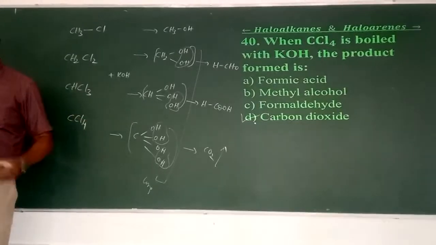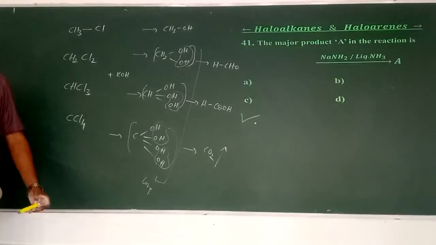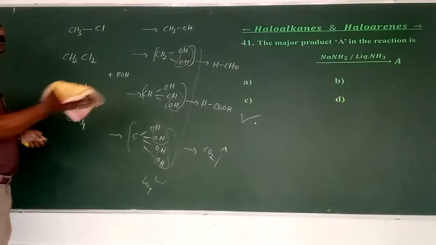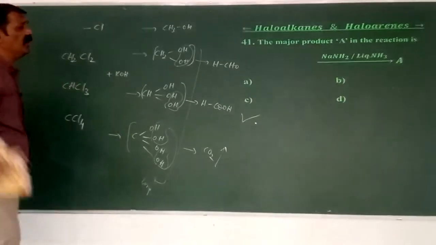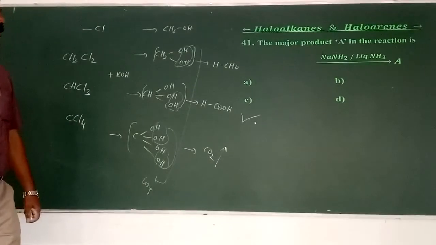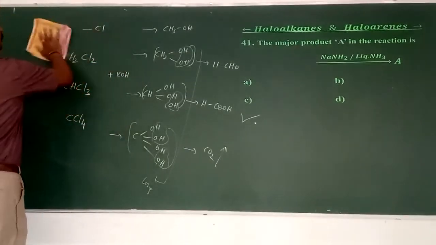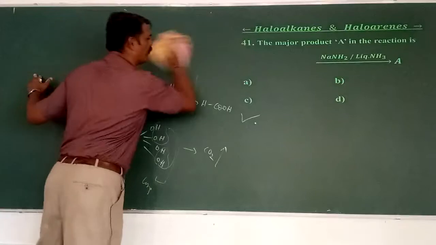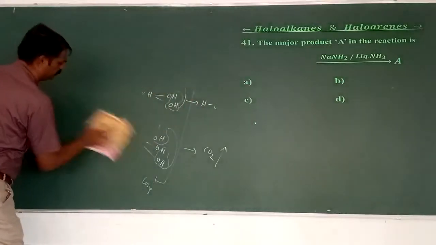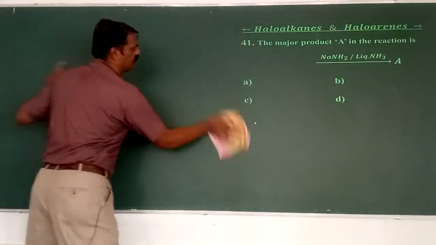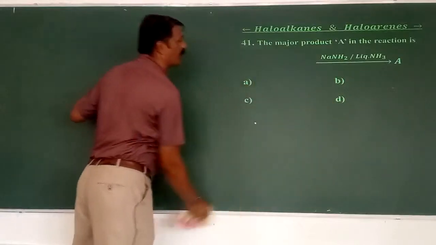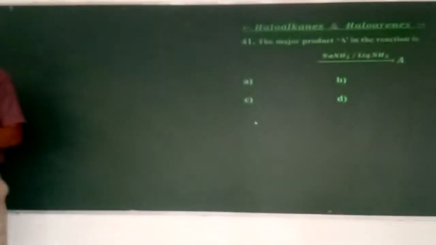Okay. So let's take the 41st. The major product A in that particular reaction is what? Let's take it up. We'll write that particular reaction. I think 41st.